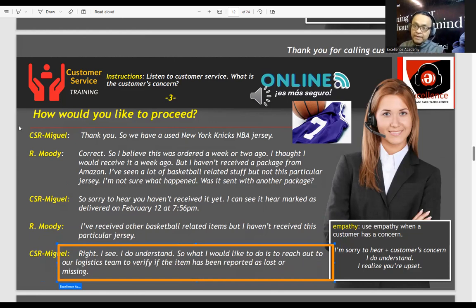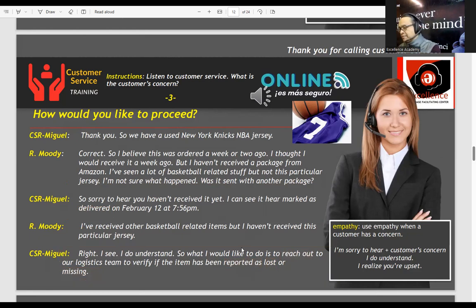So here he's saying reach out. The phrasal verb reach out means to contact somebody for support. In this case, the logistics department who specializes in tracking the delivery of items. And items can be reported as lost or missing. So in his system, he saw that it was marked delivered, but he's going to confirm it through another department by reaching out to that specific department. So he's going to contact a department within Amazon.